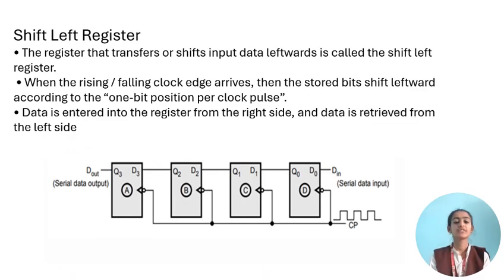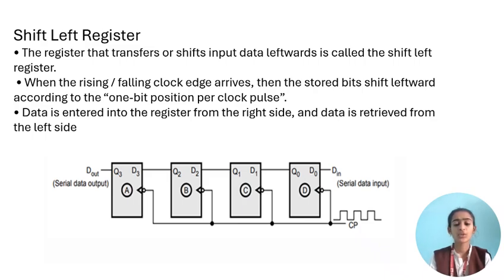Shift left register. The register that transfers or shifts input data leftward is called the shift left register. When the rising or falling clock edge arrives, the stored bits shift leftward by 1 bit position per clock pulse. Data is entered into the register from the right side and the data is retrieved from the left side. There are four flip-flops, with serial data input D in and serial data output D out, connected to CP, the clock pulse.